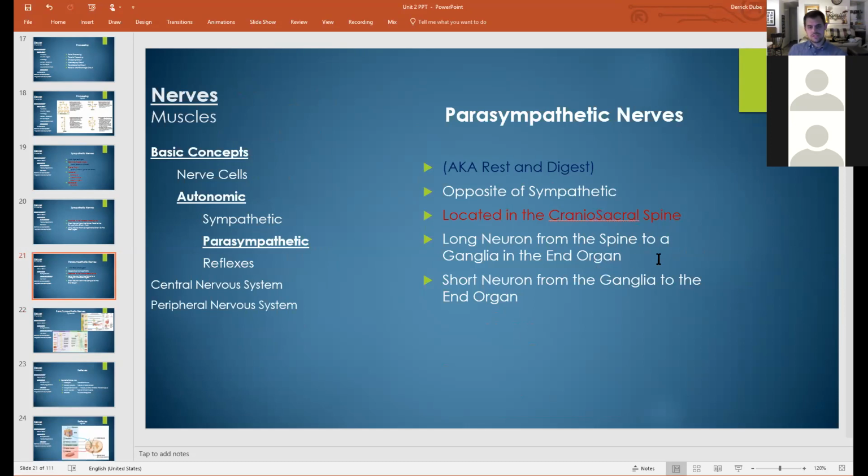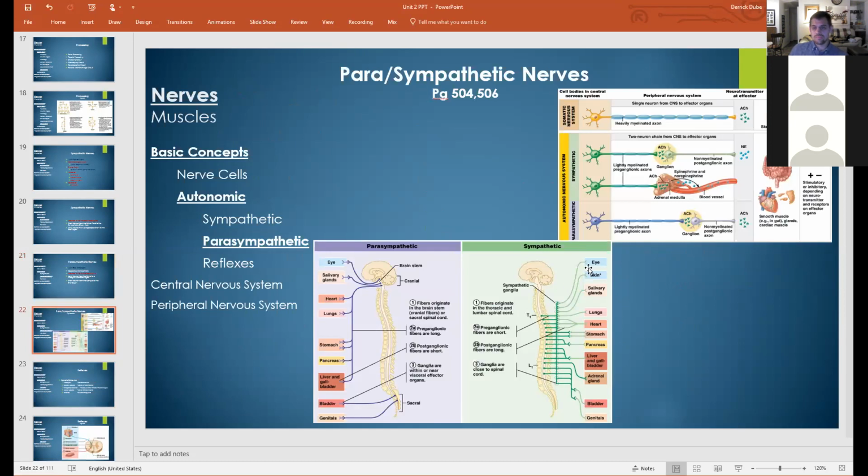Oh, sympathetic has a short neuron going from the spine to the ganglion. Well, look, you've got long neurons going from the spine to the ganglion. All right, and then short neuron going from the ganglia to the end organ. So if you look at these images here, you can see you've got this sympathetic chain, which are all of these ganglia.